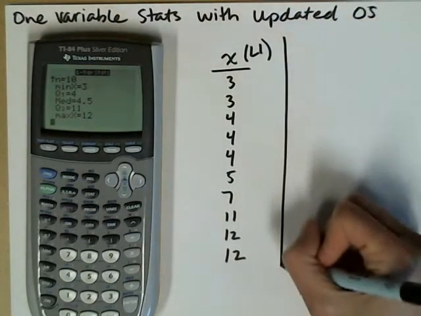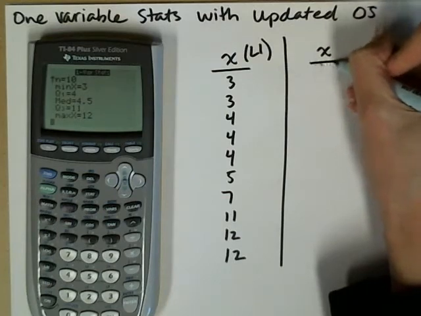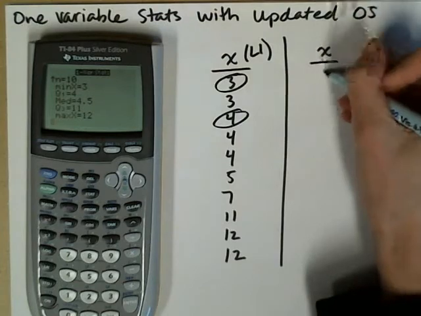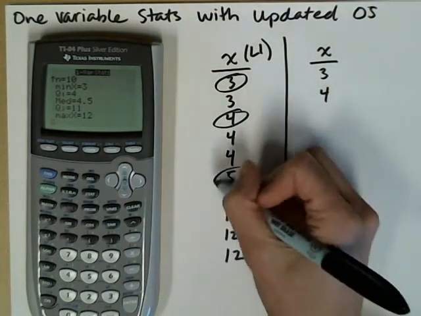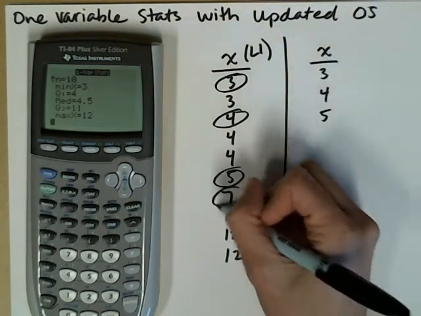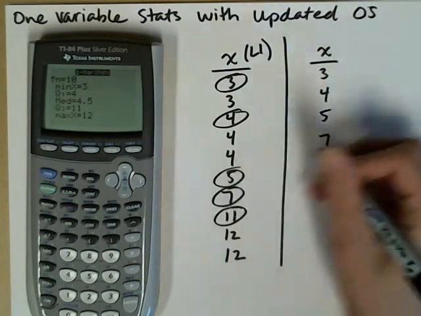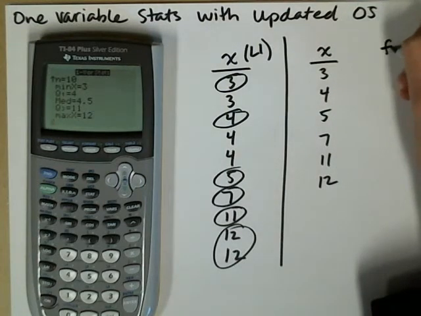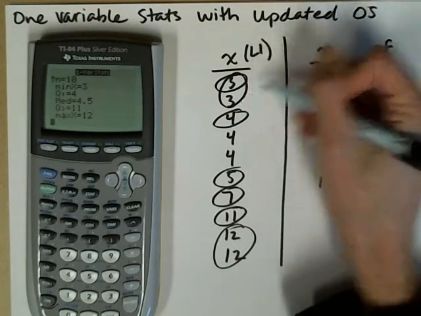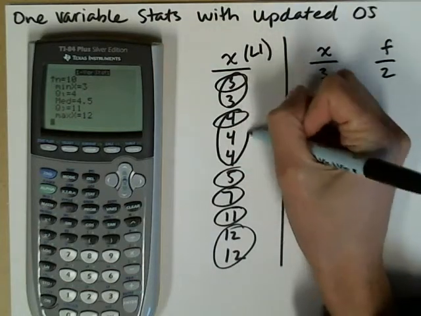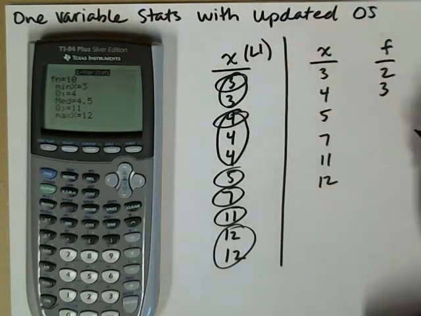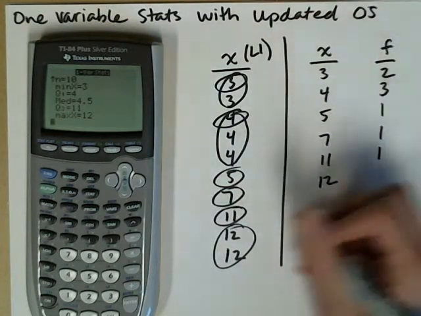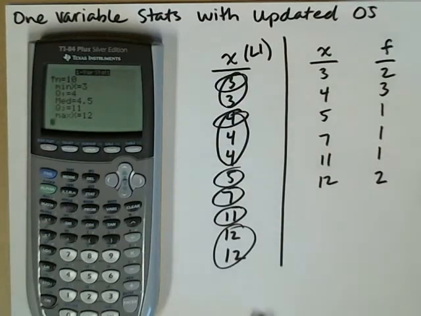If I wanted to use a frequency list on this, I certainly could. I'm going to rewrite my X list using only the data values one time. So I've got 3s, I have 4s, I have 5s, I have 7s, I have 11s, and I have 12s. And I'm going to put their frequency right next to it. Let's see, for 3s, I've got 2 3s. 4s, I have 1, 2, 3 4s. 5s, I have 1. 7, I have 1. 11, I have 1. And 12, I have 2 of those.